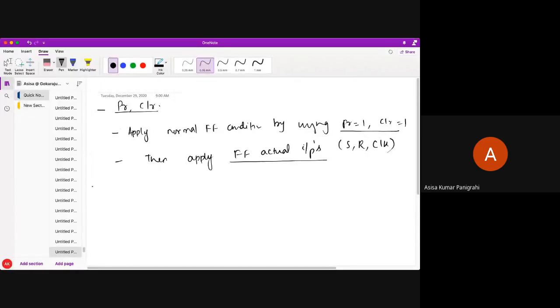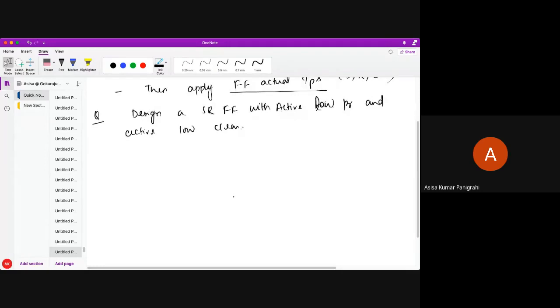So now let's say the question will be like this: design an SR flip-flop with active low preset and active low clear. So what will you do? If the question comes like this, design an SR flip-flop with active low preset and active low clear, what will you do?